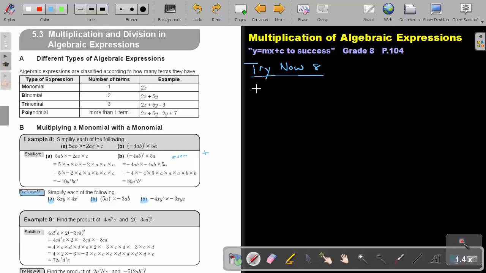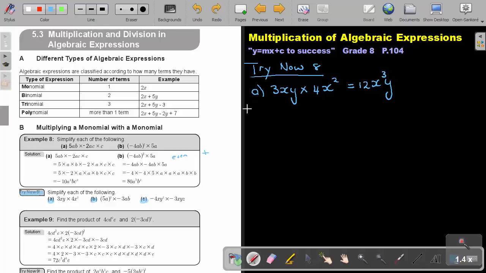Okay, try now 8. Let's look at the first one. 3xy multiply 4x to the power of 2. We're going to write it next to each other. So 3 times 4, that will be 12. Look, there's x to the power 2 and x. So in total, there will be x to the power of 3. And there will only be one y.